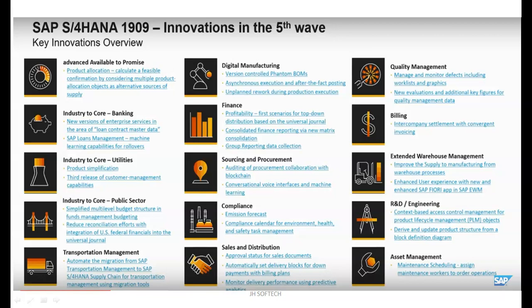Then we have transportation management, wherein we can automate the migration from SAP Transportation Management to SAP S/4HANA supply chain for transportation management using migration tools. We have digital manufacturing, wherein we have version-controlled phantom bill of materials, asynchronous execution and after-the-fact posting, unplanned rework during production execution.